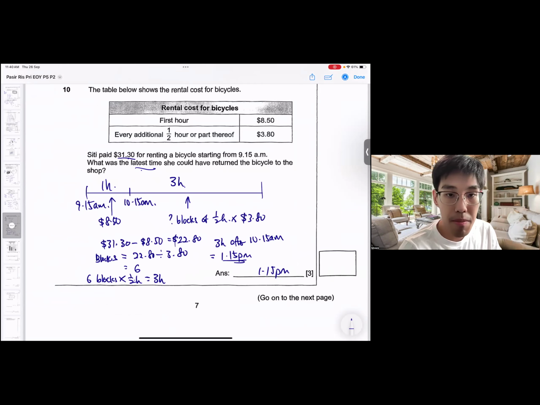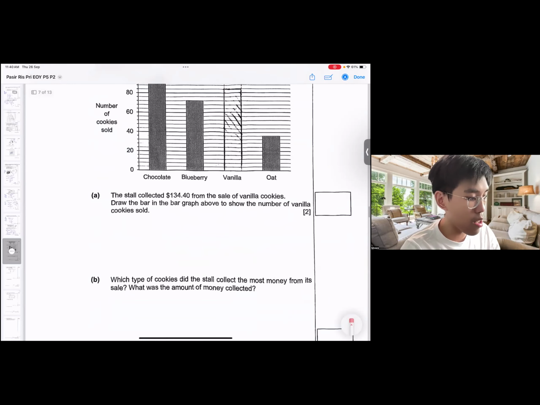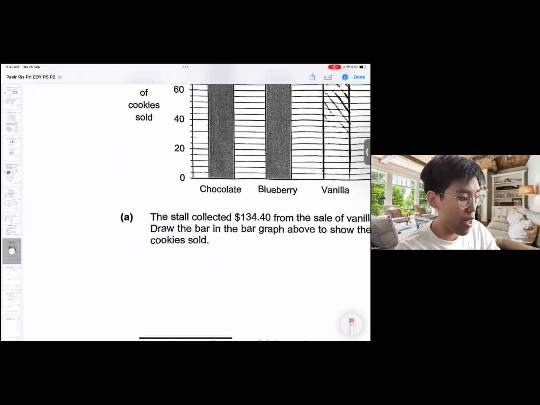Okay, next. The number for each type of cookies sold at the fun fair. The prices: $130, $190, $160, $2. The type of cookies sold at the fun fair is shown at the graph. The store collected $134.40 from the sale of vanilla. Draw in a bar graph the vanilla. So this one quite straightforward. The vanilla is 134.40.